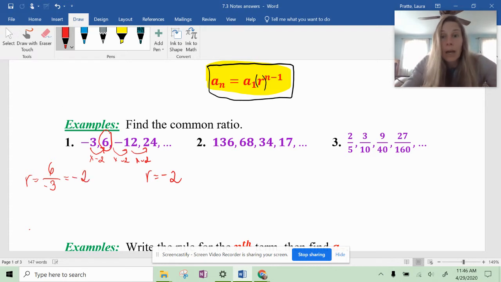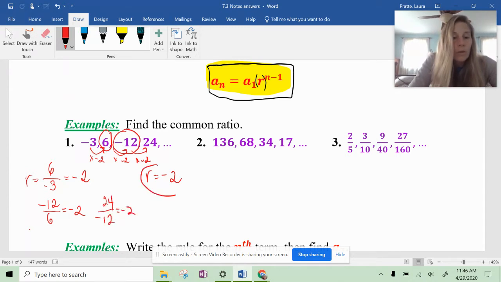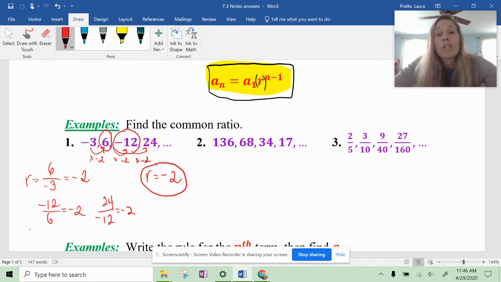Now, don't just stop there. You want to check at least one more to make sure it stays consistent or constant. So if I started with -12 and I divided that by my preceding term, I would also get -2. Or if I did 24 divided by -12, I would also get -2. So we know that that common ratio is r equals -2.